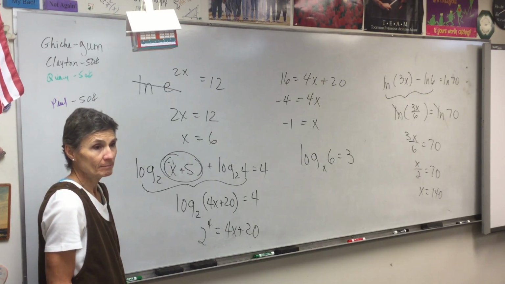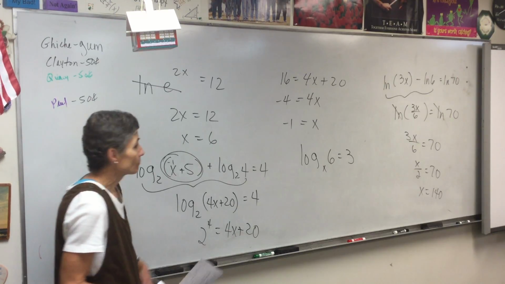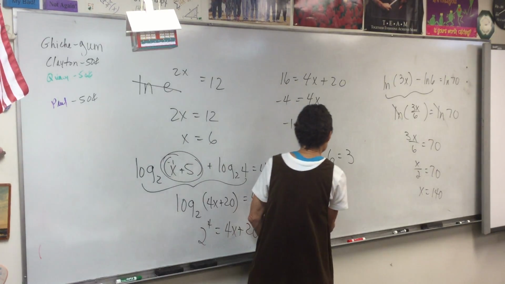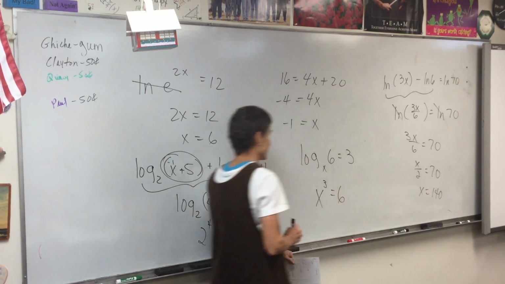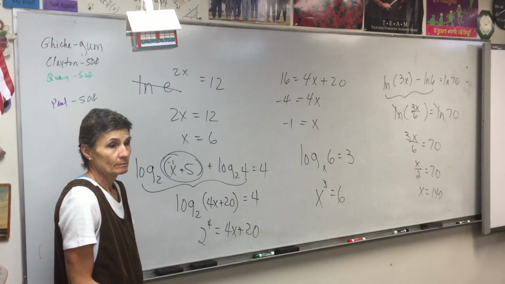What are we gonna do, Patty? I was gonna transpose it to x to the third equals 6. I love that word transpose. That's a good word to use to describe that. You're exactly right. X to the third equals 6. Yep, and then we gotta figure it out from there.